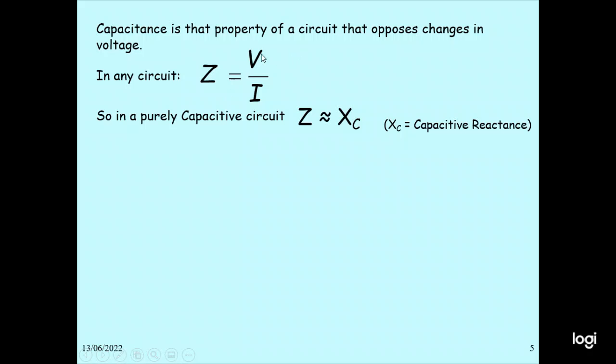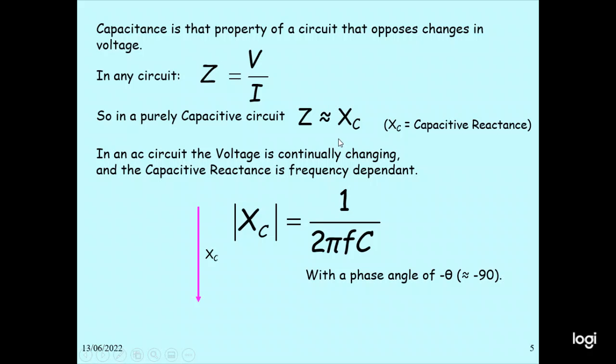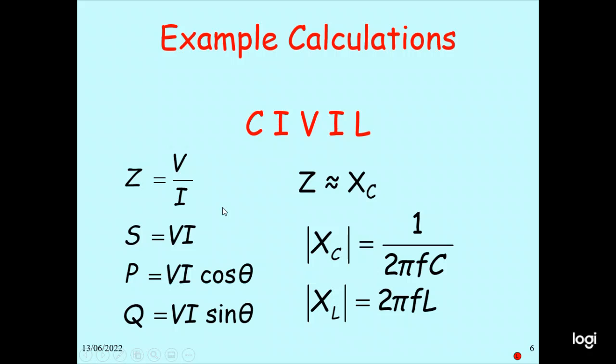Capacitance is a property of a circuit that opposes the change in voltage. So in any circuit, Z equal to V by I. Z is equivalent to Xc. So Xc equal to 1 by 2 pi f C. In this case, f is the frequency, C is the capacitance value. So this is Xc value, this is Z value, this is R value. And the calculations are CIVIL. So the equations: Z equal to V by I, S equal to VI, P equal to VI cos theta, Q equal to VI sin theta, Z approximately equal to Xc. So Xc equal to 1 by 2 pi f C.